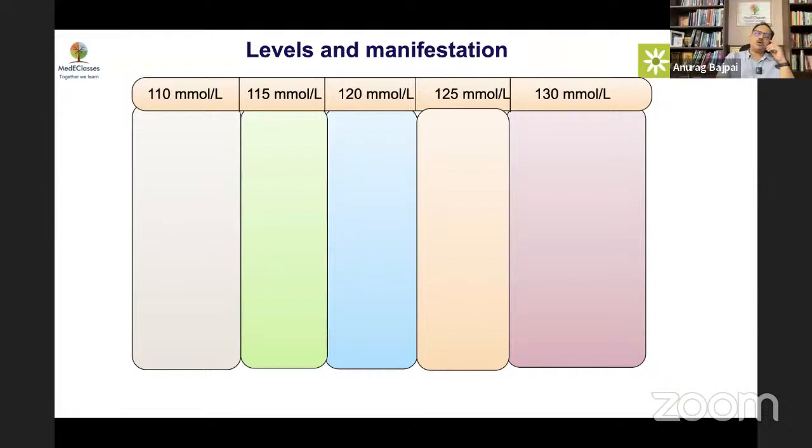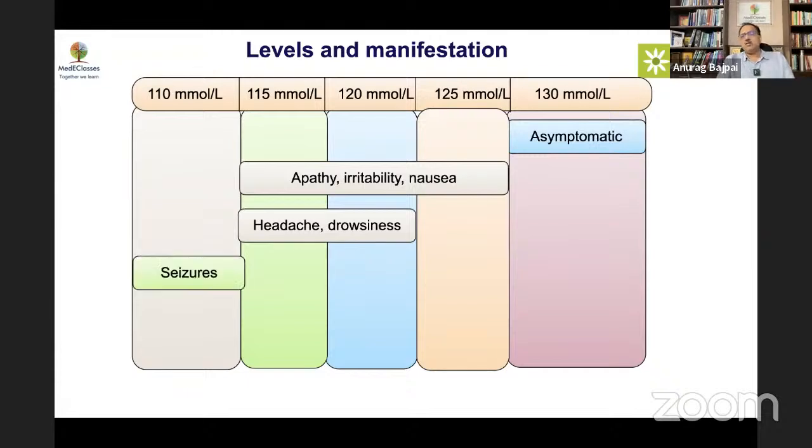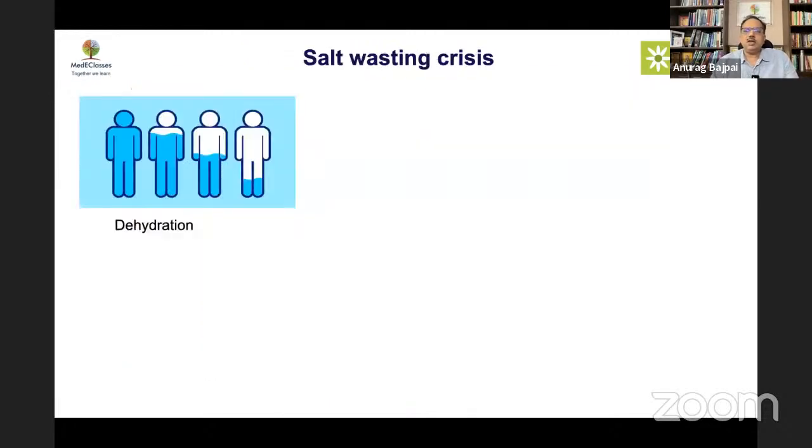Now, the manifestations of hyponatremia will depend upon two things: the severity and the rate of fall. Generally, up till around 130, you will have no symptoms. Around 115 to 125, you have features of apathy, irritability, and nausea. Headache and drowsiness typically below 120, seizures around 115 and below. But if somebody was at 140 and suddenly becomes 125, they will have much more symptoms than somebody who was sitting at 125 for quite some time. So the rate of fall is a very important determinant, and this is what determines whether you need to correct it immediately or not, and whether a chronic adaptation has happened. You need to evaluate this.